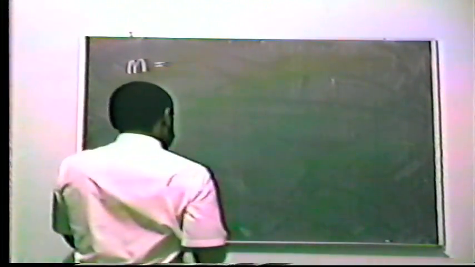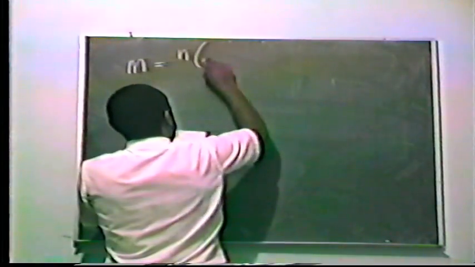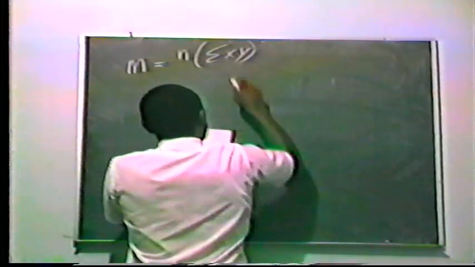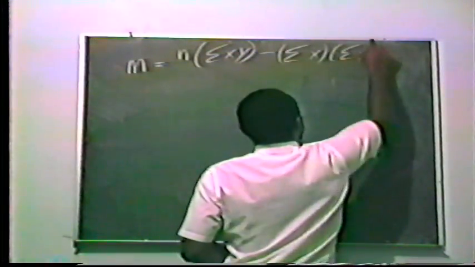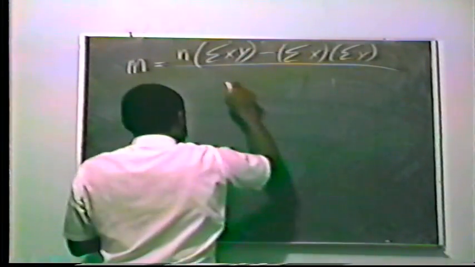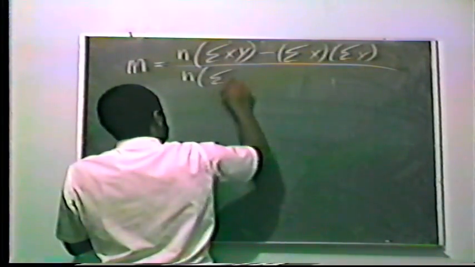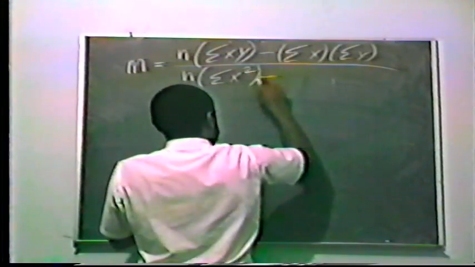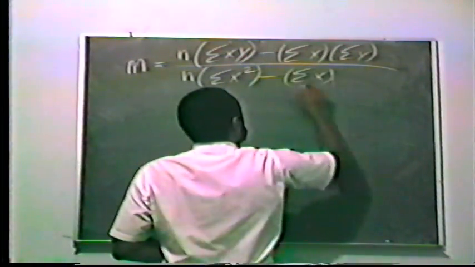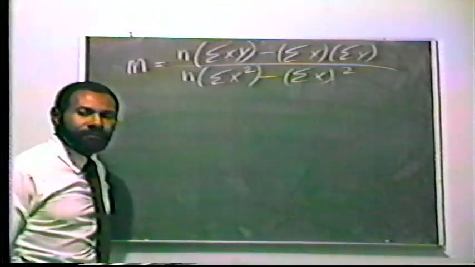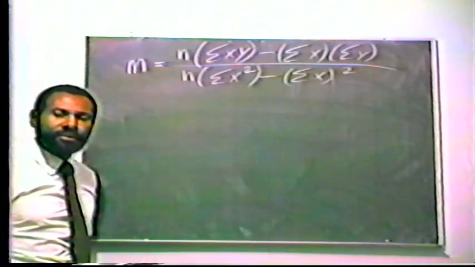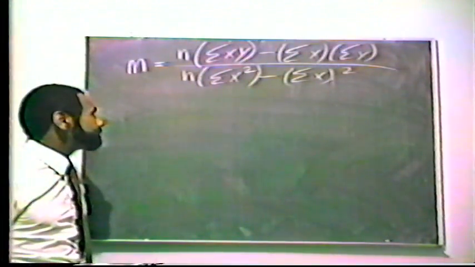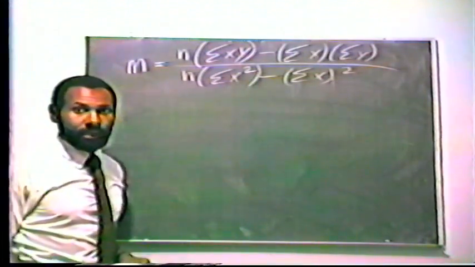The formula for m, the slope of the line of best fit, is n times the summation of xy minus the summation of x times the summation of y, over n times the summation of x squared minus the summation of x, quantity squared. This is the formula for the slope of the line of best fit, the regression line.